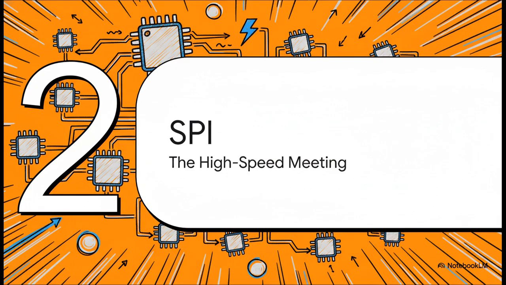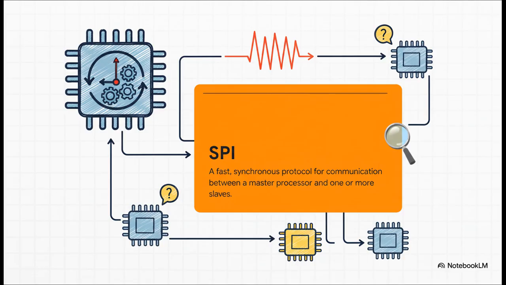Well, for that, you're going to want to call an SPI meeting. So SPI introduces a whole new kind of structure, the master and slave. You have one device, the master, and it completely runs the show. All the other devices are slaves, and they only speak when they're spoken to. And unlike USART, this one is synchronous, which means the master provides a steady clock signal, like a conductor's baton, that keeps every single device perfectly in time.